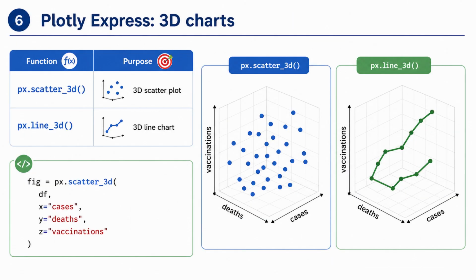Plotly can also visualize data in 3 dimensions. With px.scatter_3d, we can map 3 variables to the x, y, and z axes. For example, we could compare COVID cases, deaths, and vaccinations at the same time in one interactive 3D chart.